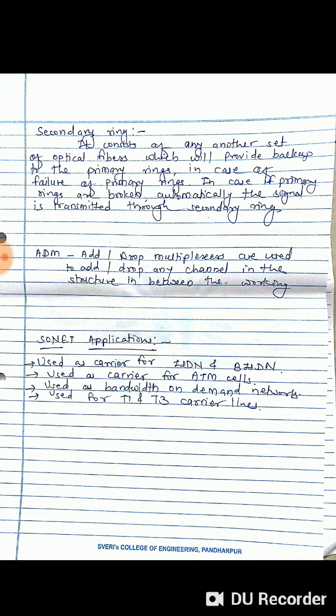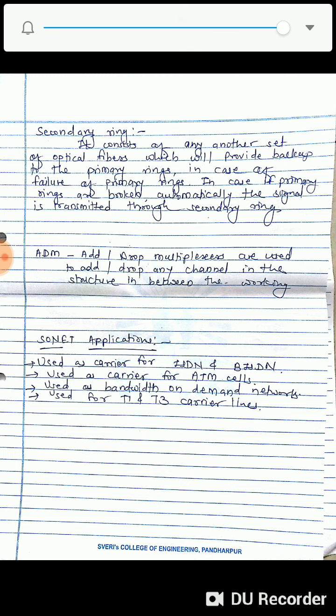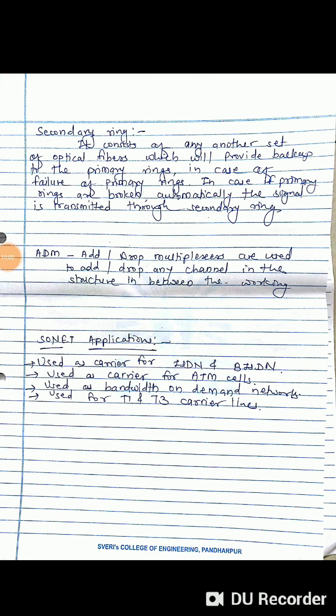If we see the applications of SONET, as we discussed, the main thing is that it is used as a carrier for ISDN and BISDN structure. It is used as a carrier for ATM cells. It is used as a bandwidth on demand network, so based on the demand, the bandwidth is provided by this system. And it is used for T1 and T3 carrier lines. These are the basic applications of the SONET network.